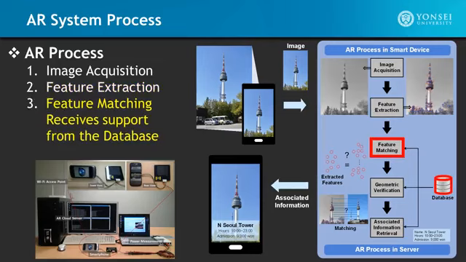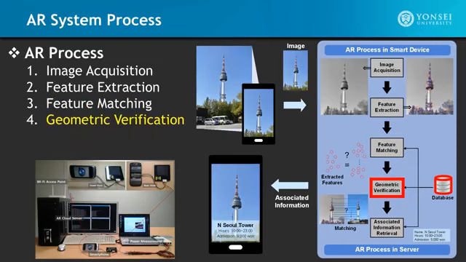Starting with feature matching, you need to use database support. This is because the features that you have identified through the feature extraction process, now you're going to go to the database and find what matches this information, what matches these features that were just extracted. So therefore, you need the help of a database, and that is what the database is there to do.